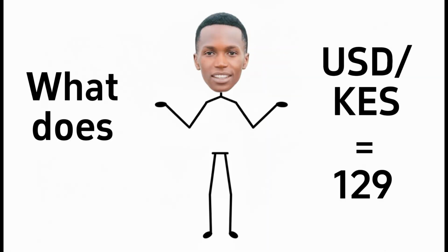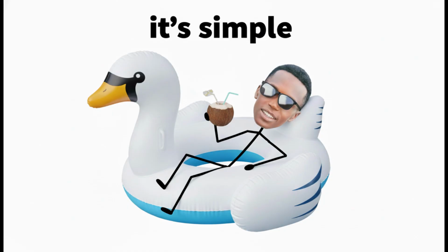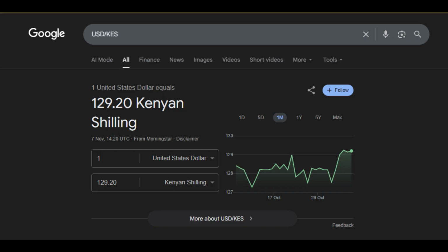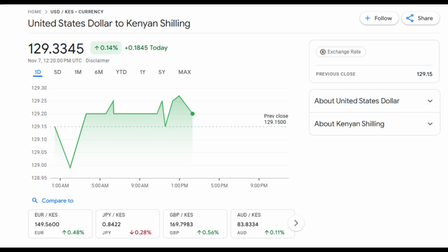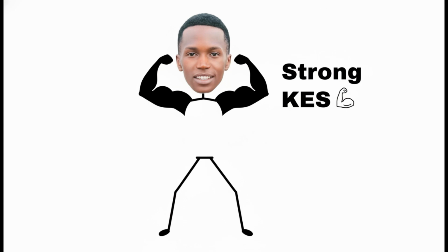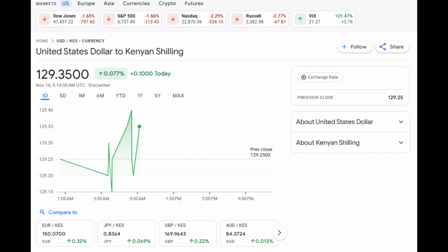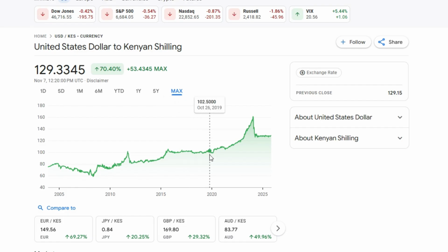First, what does USD KES equals 129 even mean? It's simple. USD KES shows how many shillings you need to buy one single dollar. So if the rate is 129, you need 129 shillings for $1. When the shilling strengthens, that number falls or stays low. When it weakens, the number rises, like when we saw it go past 160 before the big rebound.